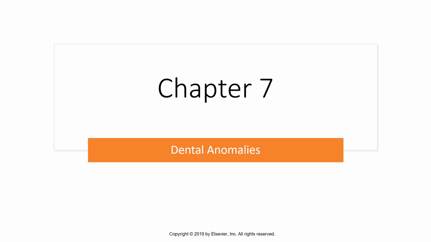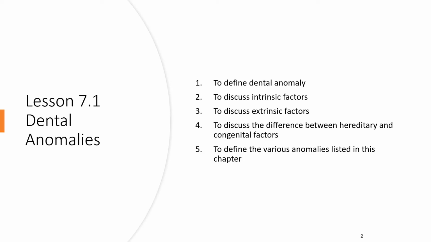Chapter 7, Dental Anomalies. Our learning objectives for this chapter are that the student will be able to define what a dental anomaly is, discuss what intrinsic factors and extrinsic factors are, discuss the difference between hereditary and congenital factors, and define the various anomalies listed in this chapter.